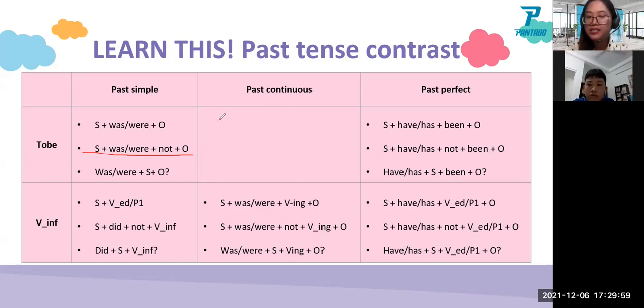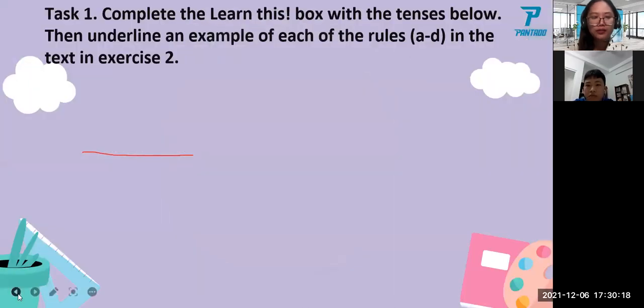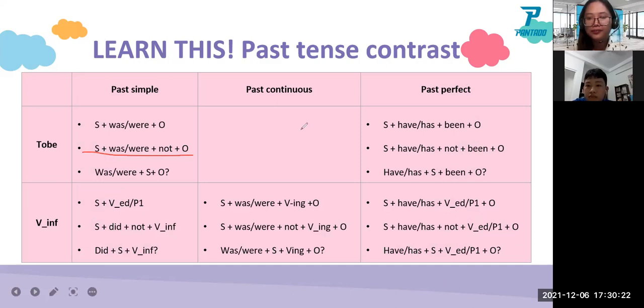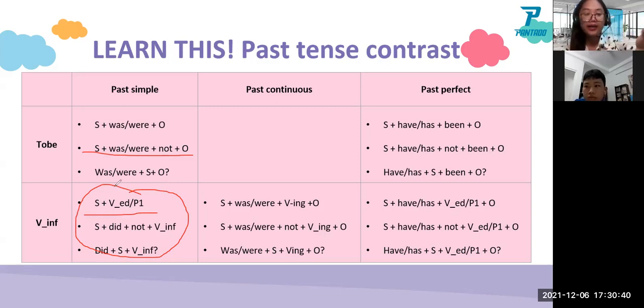Now, how about the past continuous? Subject plus was or were plus verb-ing plus object. Very good. Now let's go on. First, subject plus verb-ed. To be plus verb-ed. What is P1? P1 or any sentence.